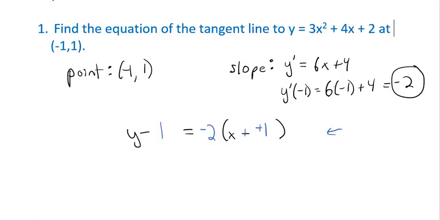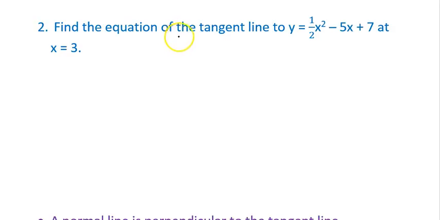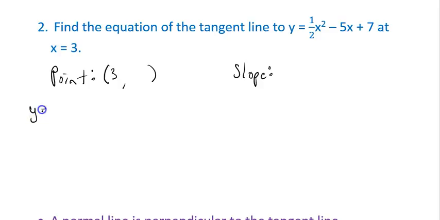Okay, example 2, we want to find the equation of the tangent line to y equals 1/2 x squared minus 5x plus 7 at x equals 3. So again, I need two things. I need a point and a slope. With my point, this time they only gave me the x value. I need to find the y value. I'm going to find the y value by plugging into the original. So y will equal 1/2 times 3 squared minus 5 times 3 plus 7.